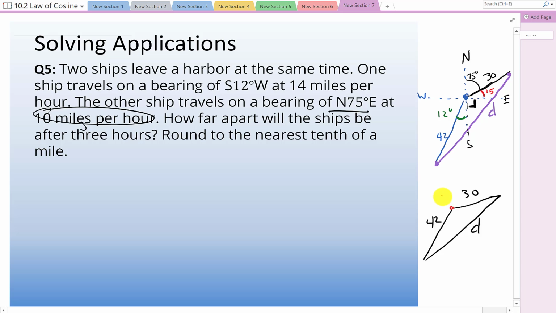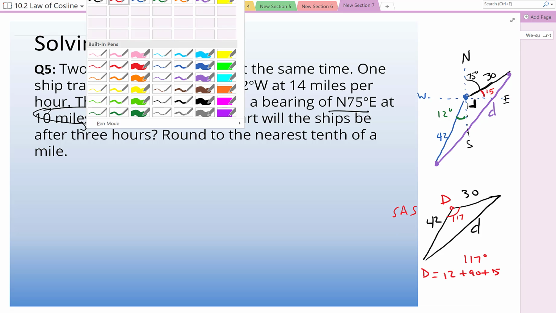So let's call this angle D, and angle D is going to equal the 12 plus the 90 plus the 15, which is 90, 102, 117 degrees. So now I know everything I need about this triangle. I have side, angle, side data. And so I can use the law of cosines again on this one.